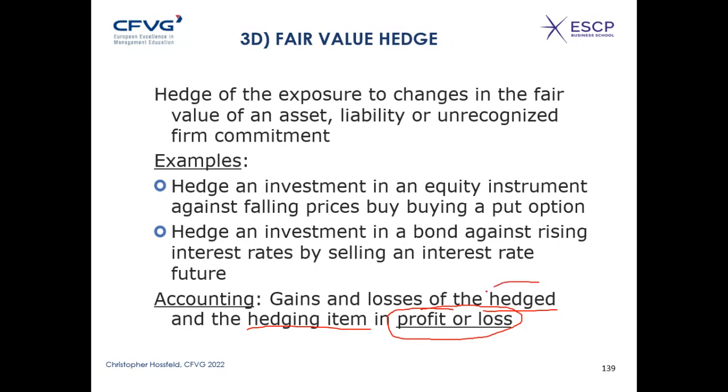That means, in particular, for the hedged item, I do not continue to apply the previous accounting rules. You know, we have accounting rules for financial instruments, I have accounting rules for inventory, etc. I forget all those basic accounting rules because I'm in a hedging relationship. I do hedge accounting, and therefore everything is fair valued, and all fair value gains go directly in profit or loss.